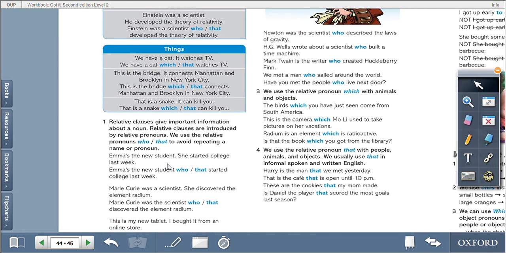For example, Emma's the new student. She started college last week. Emma's the new student who or that started college last week. As you know here, we are avoiding the comma using who or that. ¿Ok? Usamos el quién o eso o qué para evitar esto y para evitar el subject. Para no repetir de nuevo she, because we are talking about Emma, we're gonna use who or that, right?